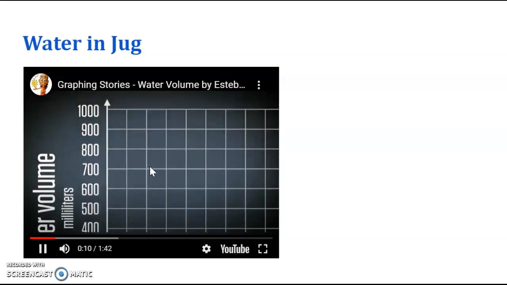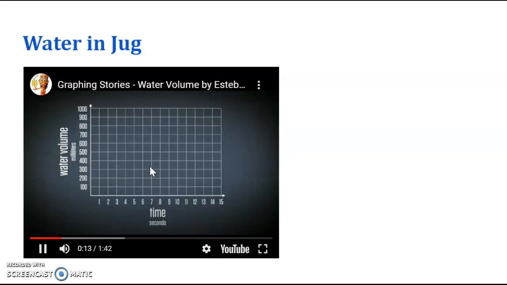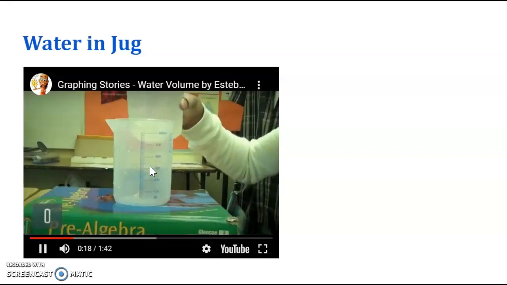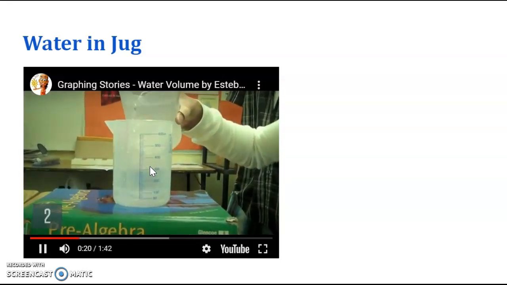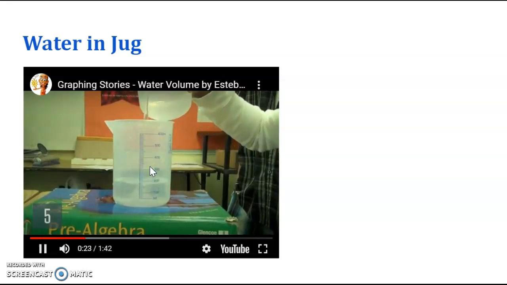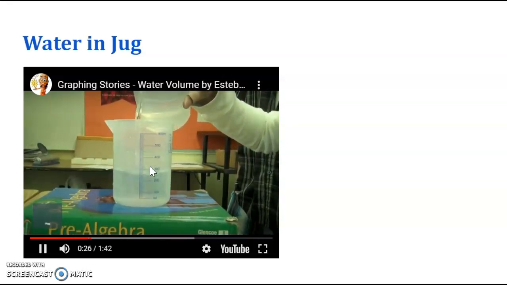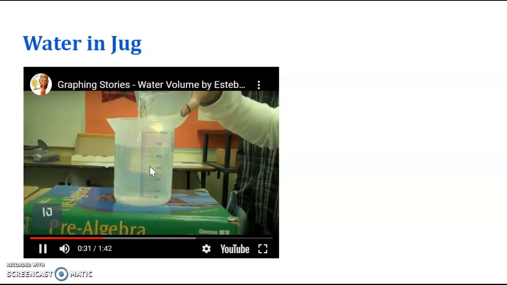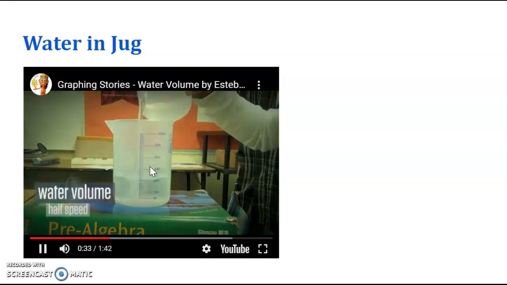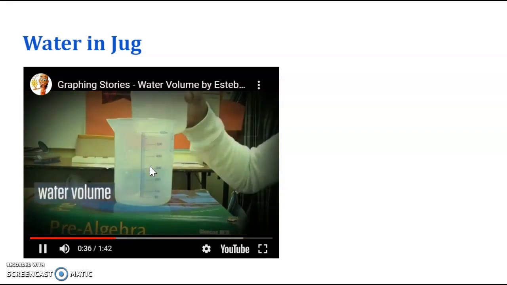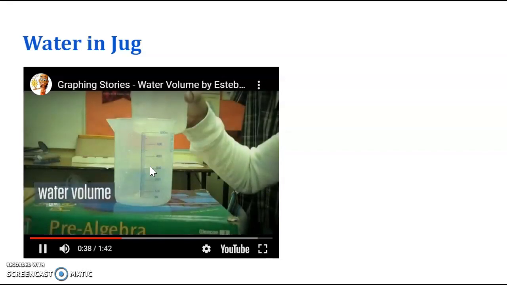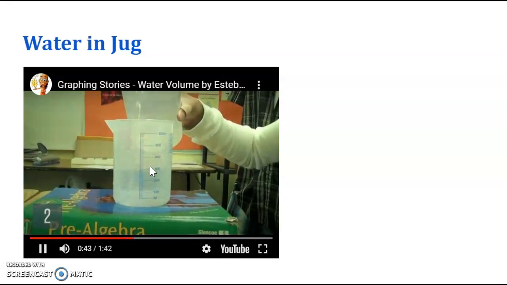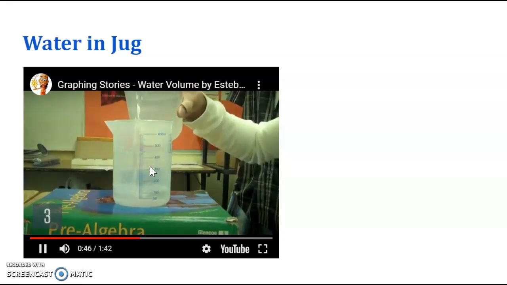This one has no sound actually. So we are going to graph how the water volume changes with time. And look, the person is pouring the water into the jug, and we're going to see how the volume changes over time. And that's what's happening in real time. Next, they're going to go a little slower so that we can figure out how it is changing in a slower fashion.